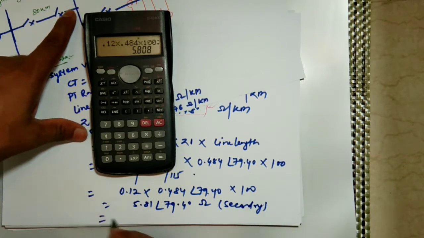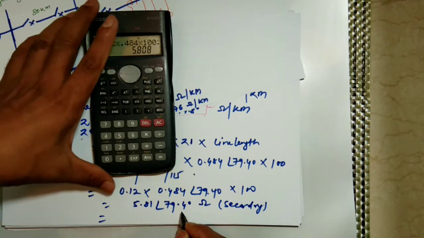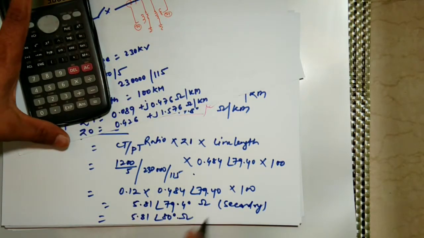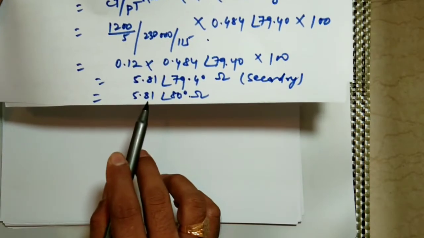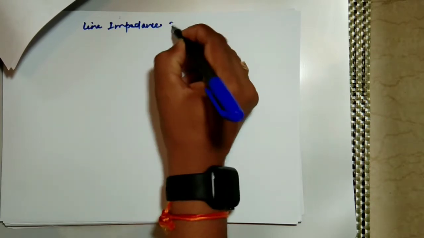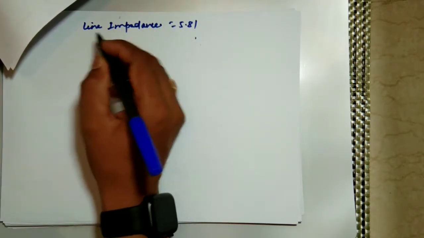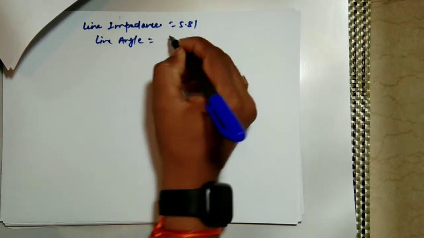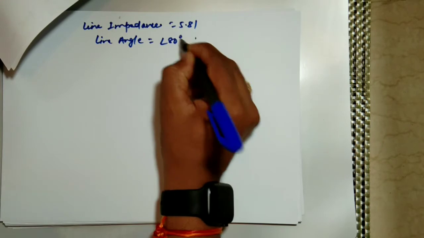And for convenience we can select this angle as 80 degrees because it is 79.4. We can consider 80 degrees for the calculation, that is in ohm. So we have got the line impedance. You can write line impedance 5.81 and line angle will be 80 degrees. These are the values you have calculated here.